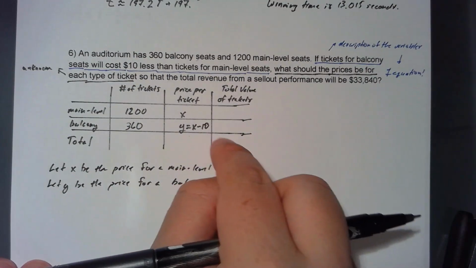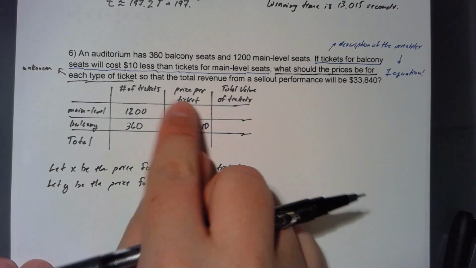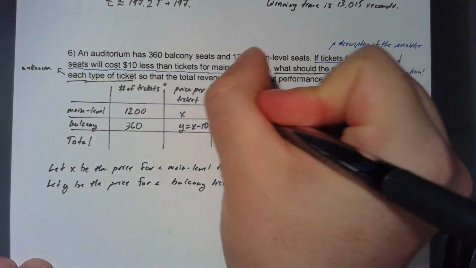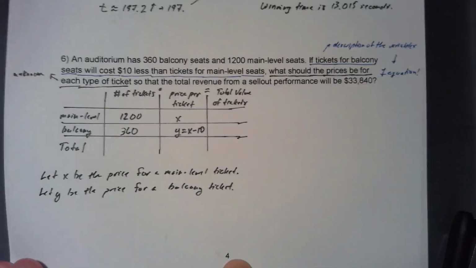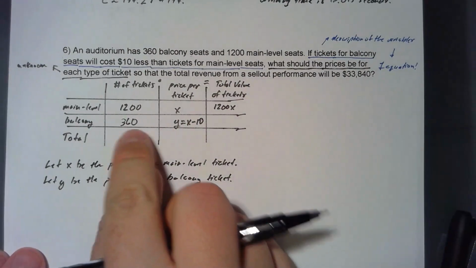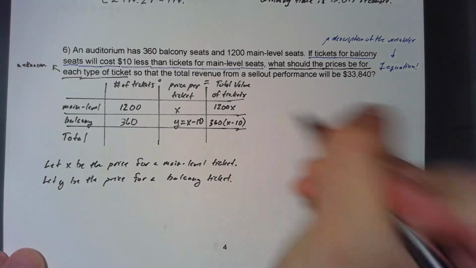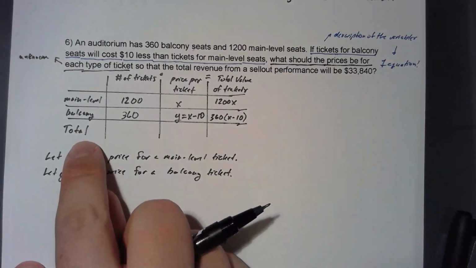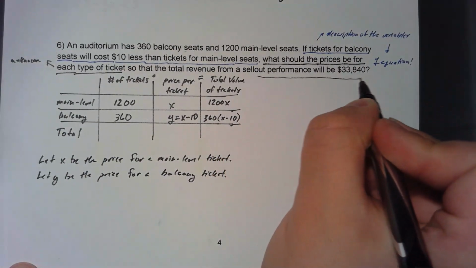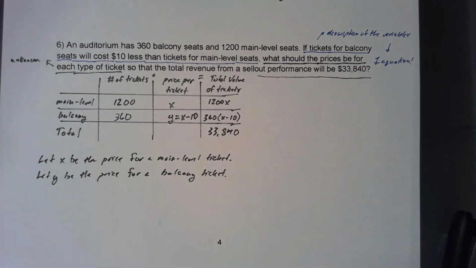Okay, let me fill in the rest of my table. So remember, how do we get the third column? We multiply the first and second column together, right? The number of tickets times the price per ticket equals the total value of the tickets. So 1,200 times X is 1,200X. 360 times X minus 10 in parentheses, right? Don't forget those parentheses. And the total value of selling out the theater, a sellout performance, will be $33,840.